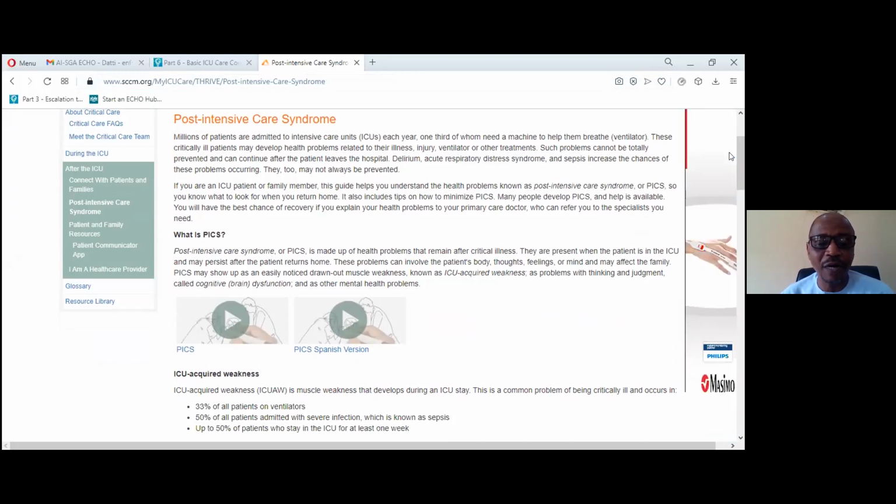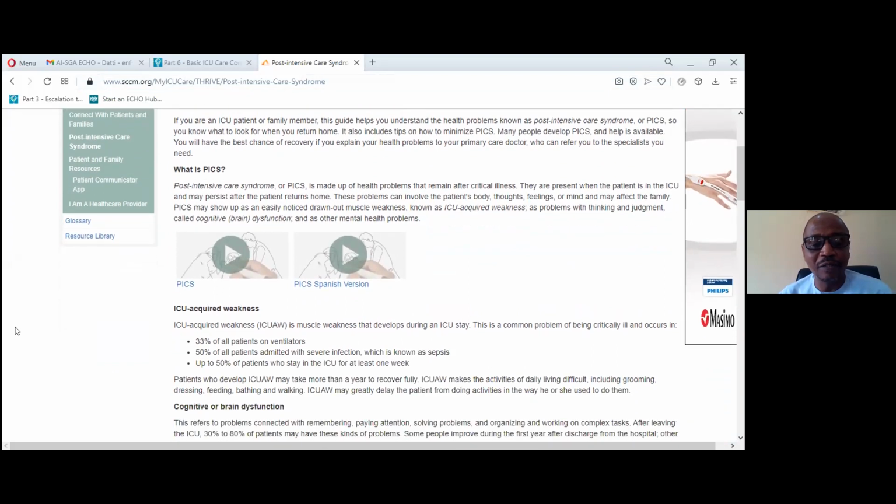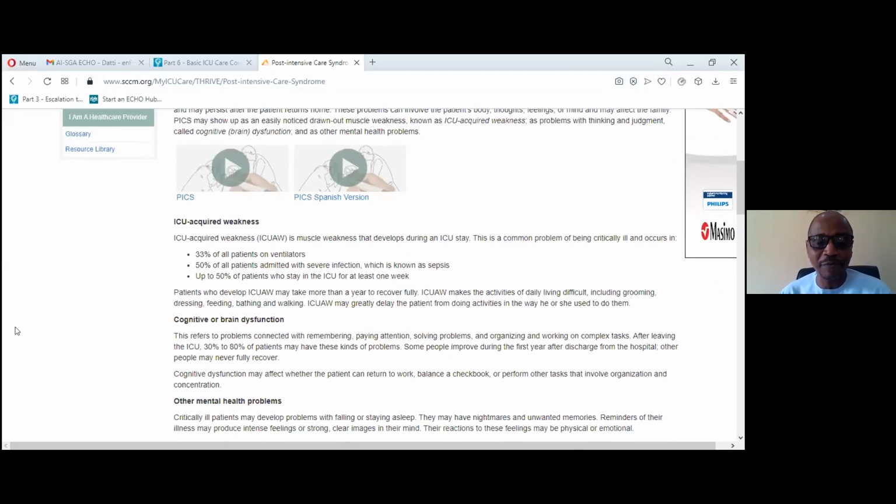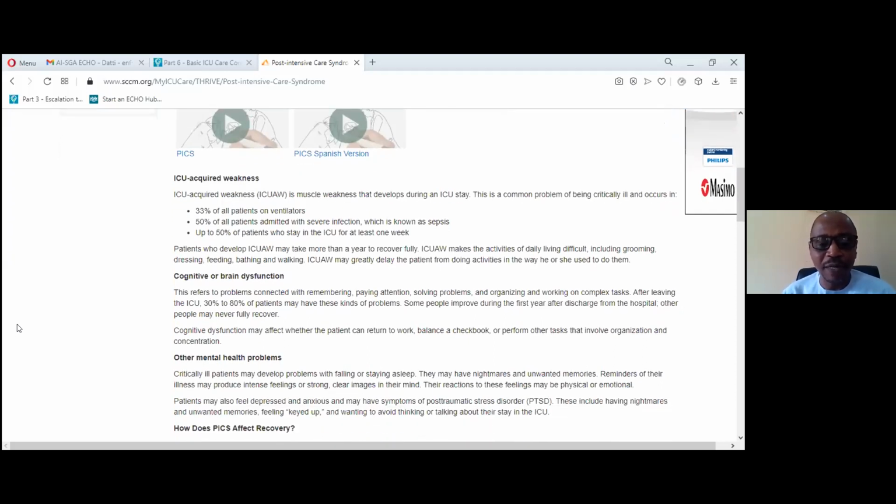Some of you know ICU acquired weakness, and you have some statistics here that 3% of all patients on ventilators, 50% of all patients admitted with severe infection, up to 50% of patients who stay in the ICU for at least 1 week. So all this we should be aware of, and then you have cognitive or brain dysfunction. Okay, let's go back to the main presentation, please.